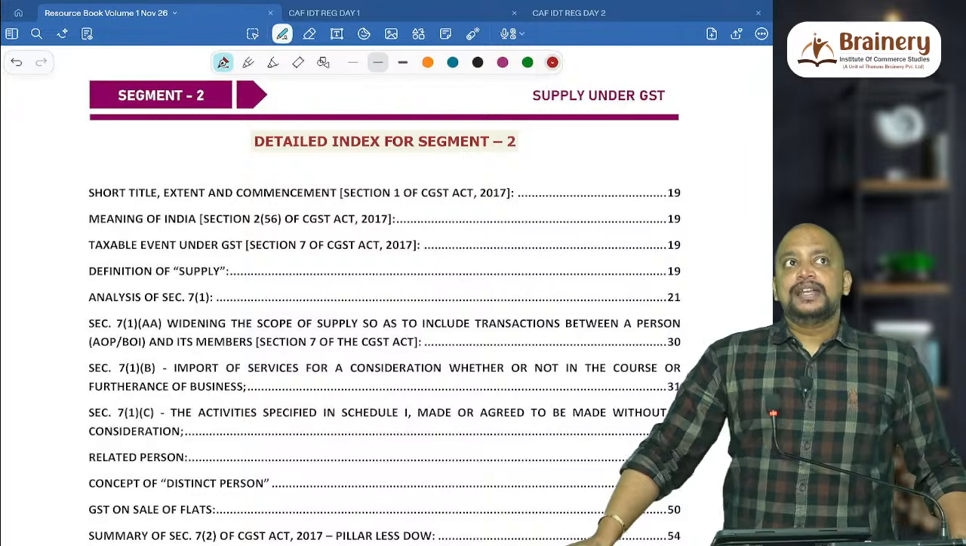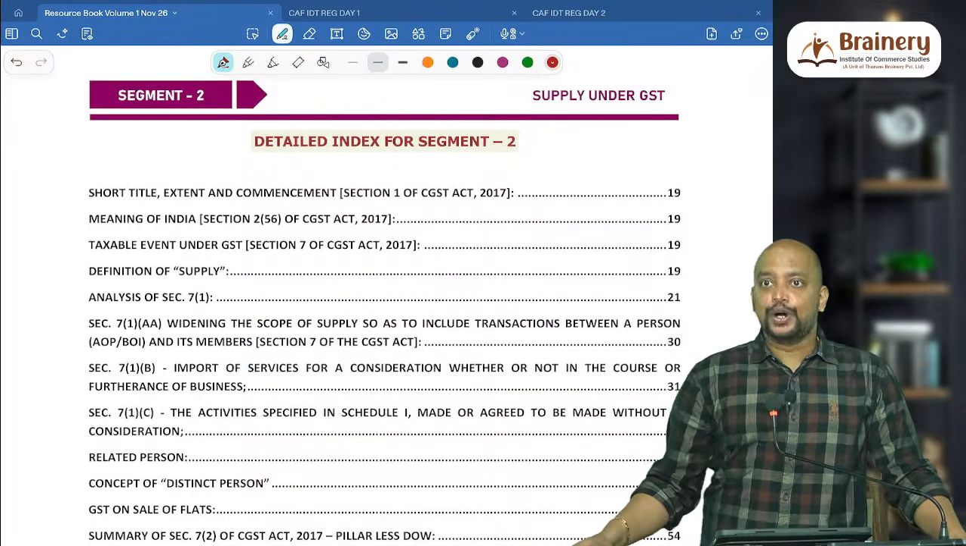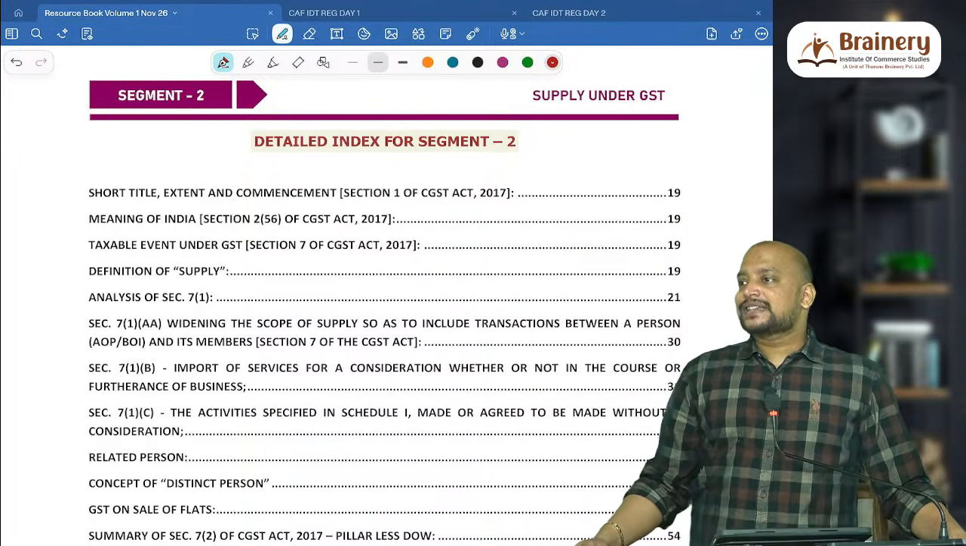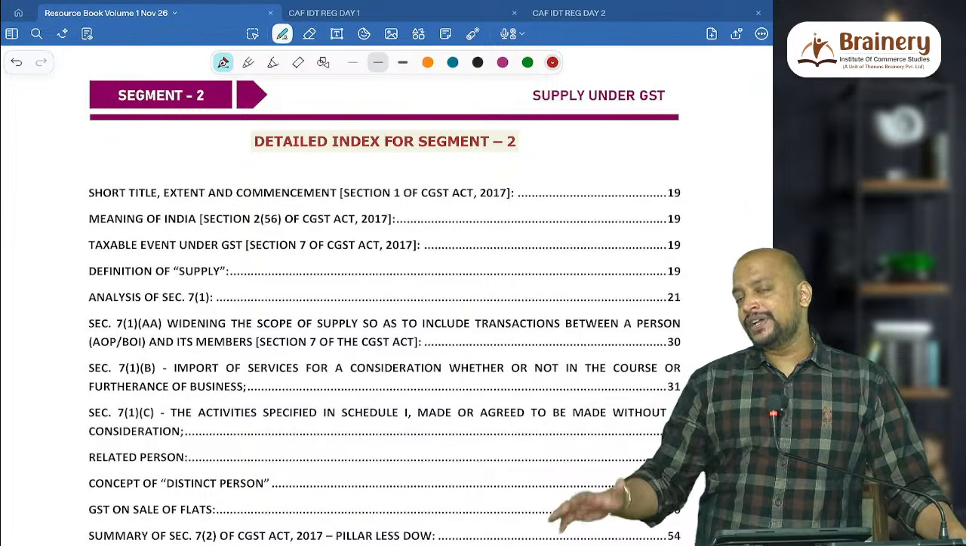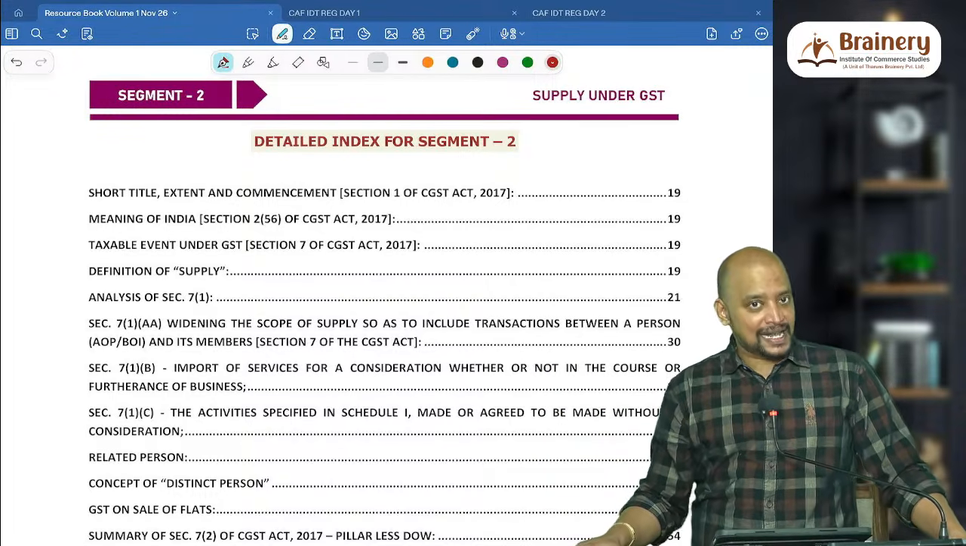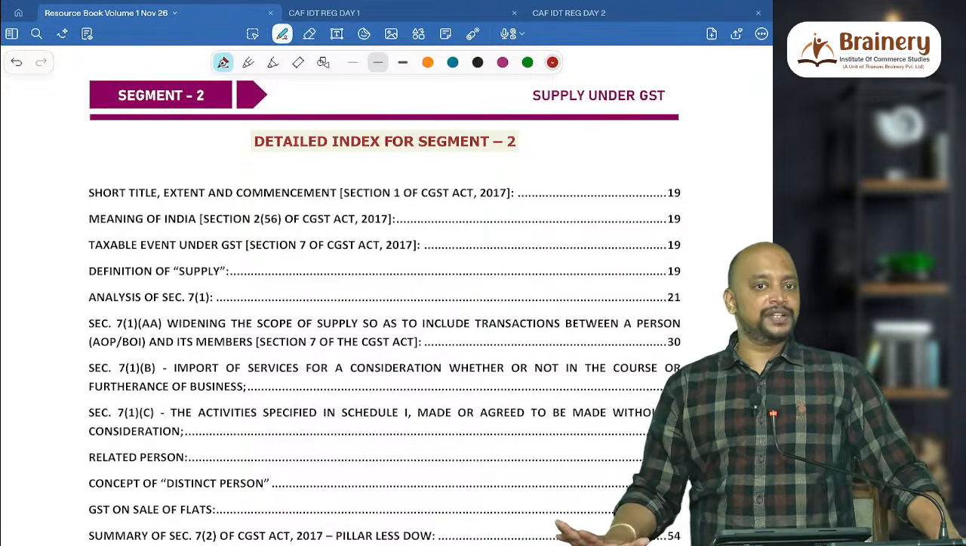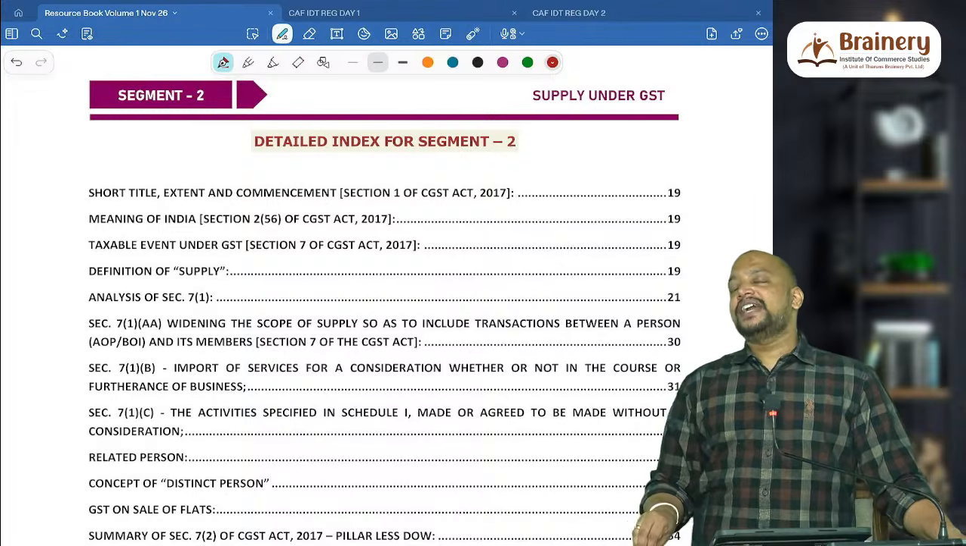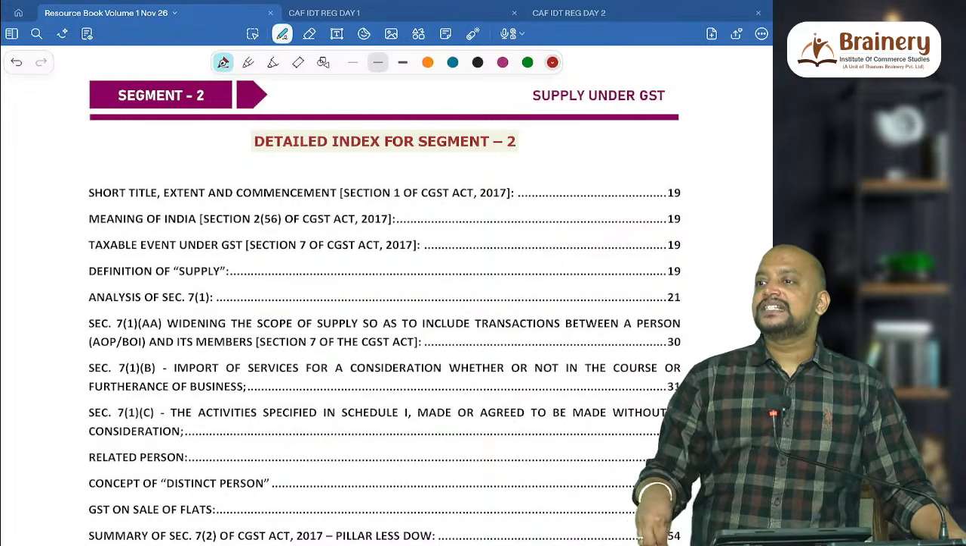Supply is the taxable event under GST. You all know that. So what does taxable event mean? The event on the happening of which the tax is levied is known as the taxable event. So supply is the taxable event. Supply is defined under section 7 of the CGST Act.